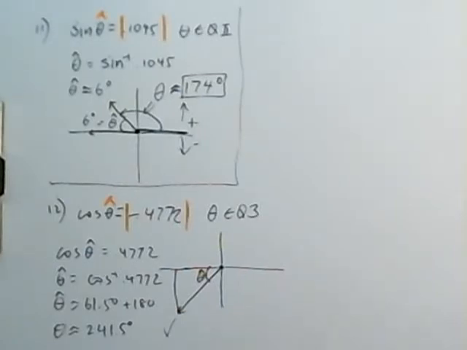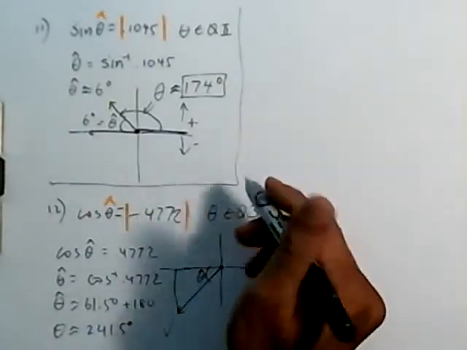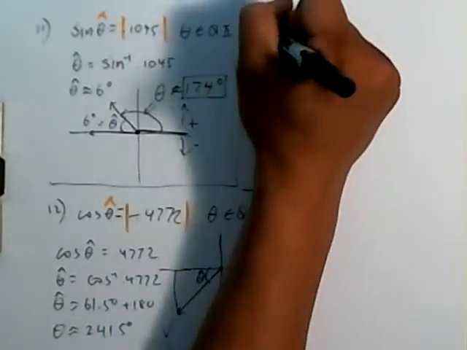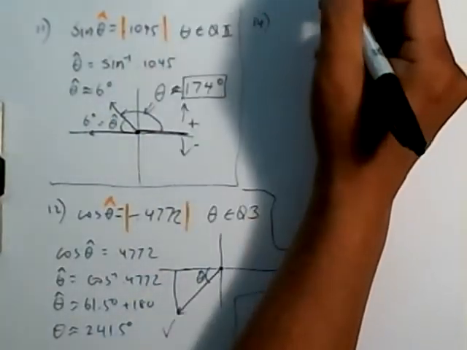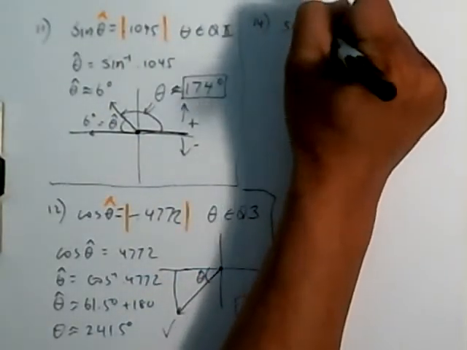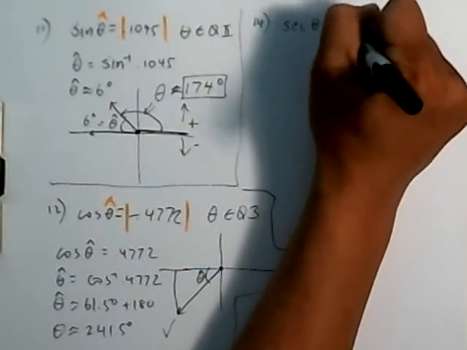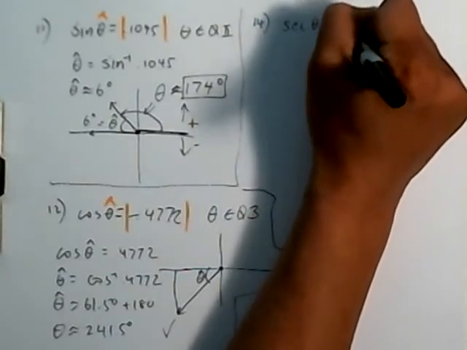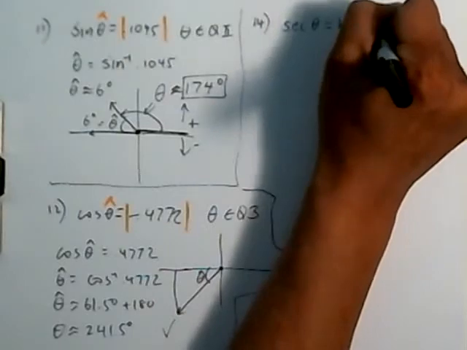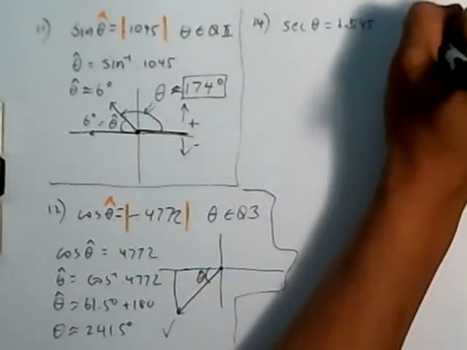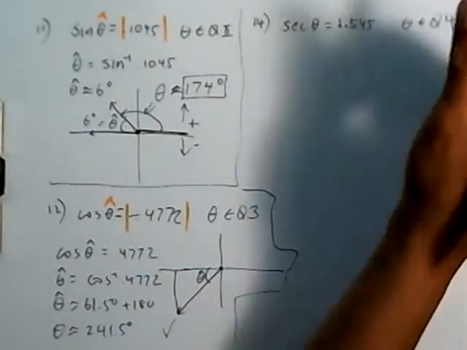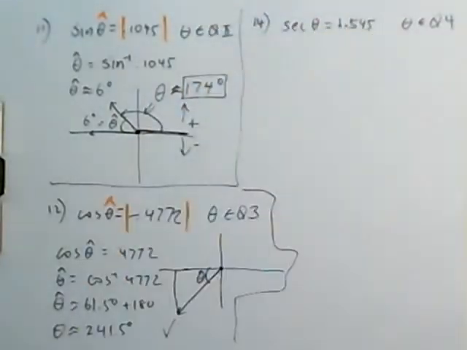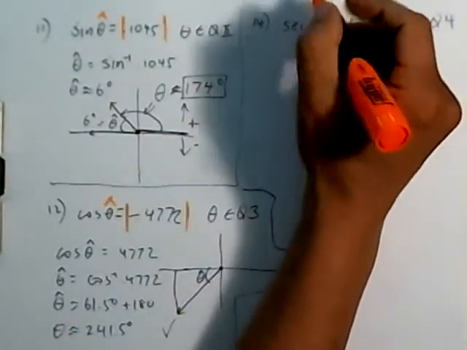9 minutes has elapsed. We'll do some other problems. That was number 12. Let's do number 14 first. 14 says the secant of an angle is equal to 1.545, and theta resides in quadrant 4. Okay? It's a little tricky. Don't worry about it. We do the same thing again.